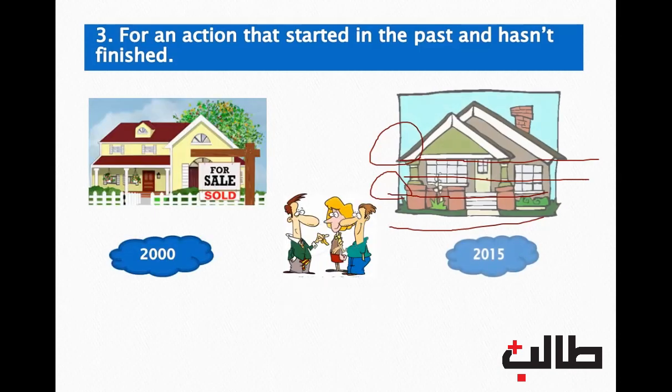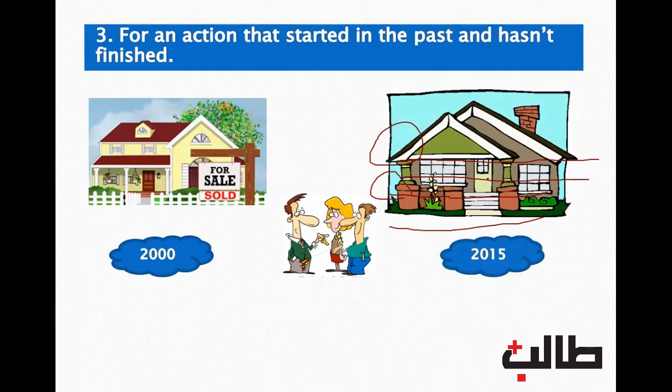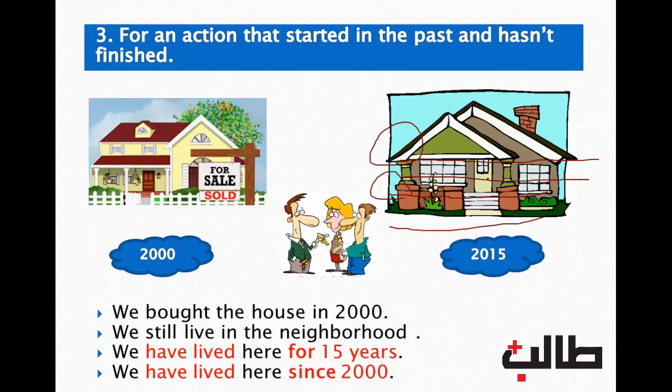تمام. Yes, great. As you can see, this house was for sale for 2,000. After this, we are in 2015. Just for example, we bought this house in 2000. Past simple, happened and finished. Example number 2, we still live in the neighborhood. Yes, we still live in this neighborhood. This is a present sentence, dear students.